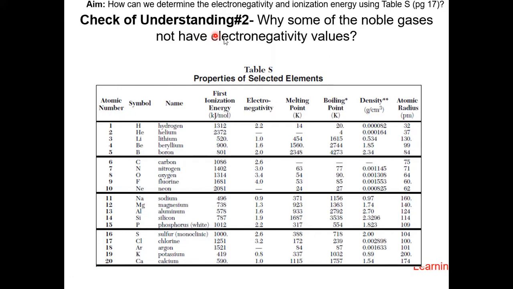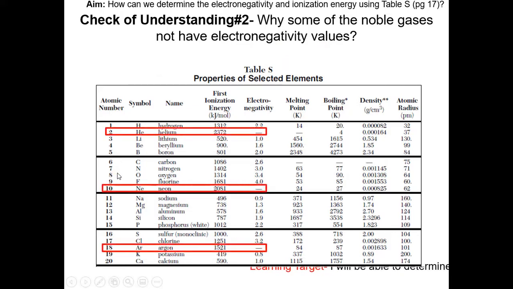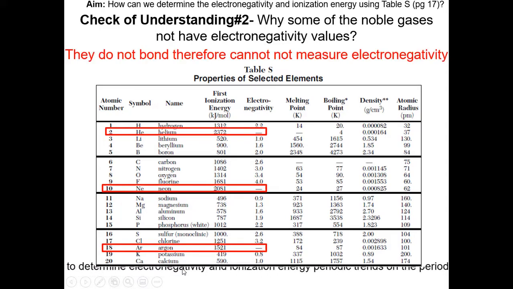Check of understanding number 2. Why do some of the noble gases not have electronegativity values? Notice that helium, neon, and argon do not have an electronegativity value. Why is that the case? Keep in mind, electronegativity is the measure of attraction of bonding electrons. These noble gases do not bond. Therefore, they cannot have an electronegativity value.